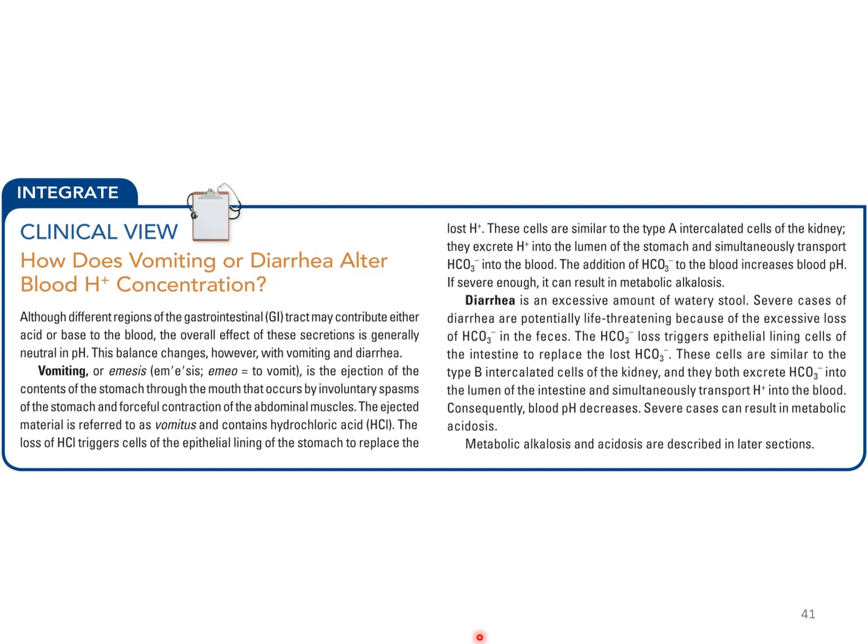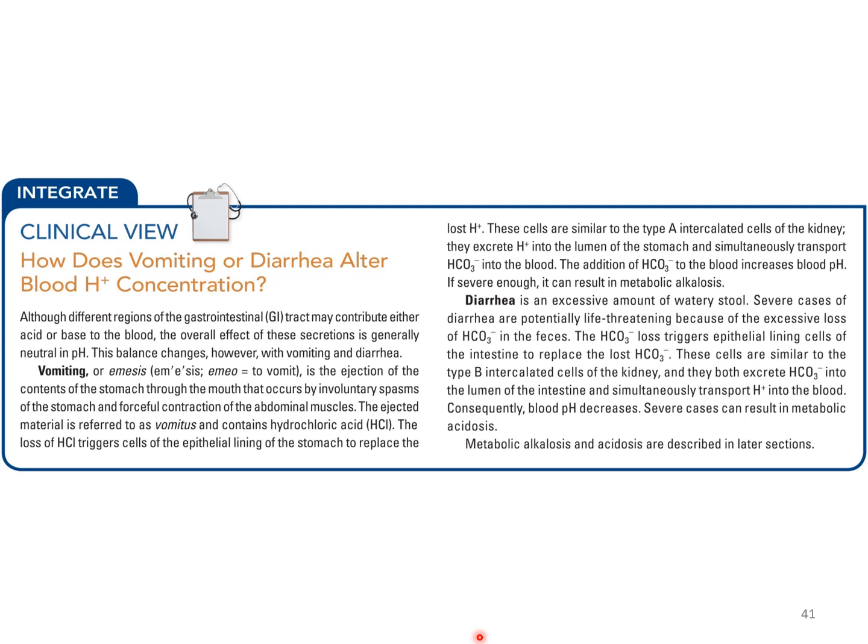So this is a really useful clinical view. It talks about how vomiting and how diarrhea affect the hydrogen ion concentration in your blood. Because if you think about it, vomiting and diarrhea, those are associated with your GI tract. So this makes the connection between changes in the GI tract and your plasma concentration. Okay, so looking at vomiting. Vomiting, we know, is the ejection of the contents from the stomach. We also know that in the stomach, there's a lot of hydrogen from that hydrochloric acid. So you end up losing a lot of hydrogen ions when you vomit.